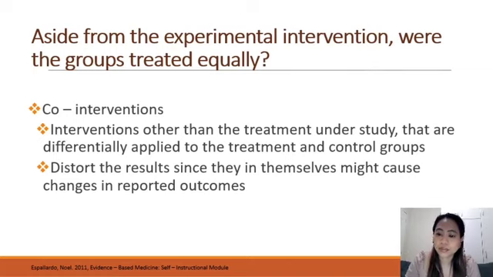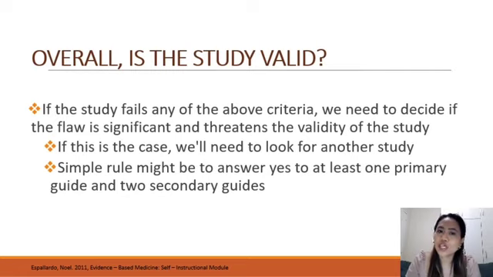To answer the general question whether the article is valid or not, we need to decide if the flaws we identified are significant enough to threaten the credibility of the results. If this is the case, we'll need to look for another study. Simple rule to guide decision-making is, the article should answer yes to at least one primary guide and two secondary validity guides.